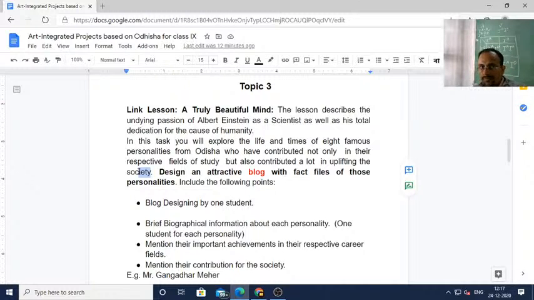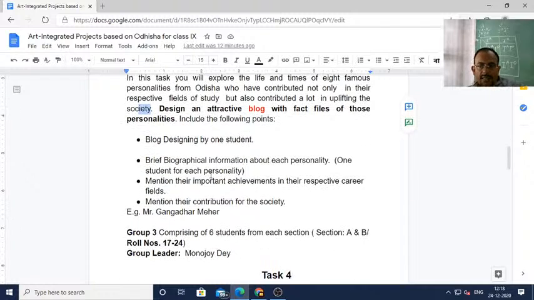Like you can see, but he's not from Odisha, I'm just giving you an example. From Tamil Nadu, he is our former president APJ Abdul Kalam, who was a brilliant scientist. Besides being a brilliant scientist, he also did a lot of things for the school children and for the society. So likewise, you have to select eight famous personalities from Orissa. Then your task is to make a blog, an attractive blog. Attractive blog you have to make with fact files of those personalities. You have to include these things.